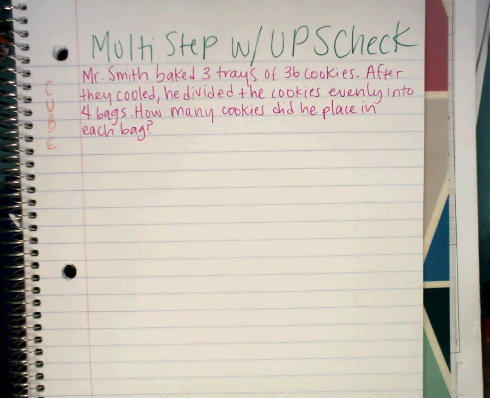Mr. Smith baked 3 trays of 36 cookies. After they cooled, he divided the cookies evenly into 4 bags. How many cookies did he place in each bag?